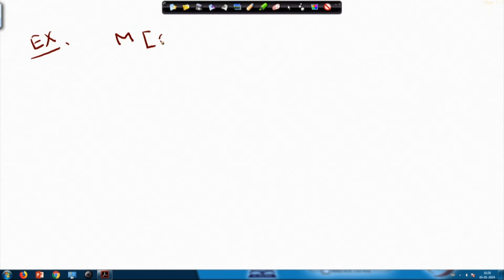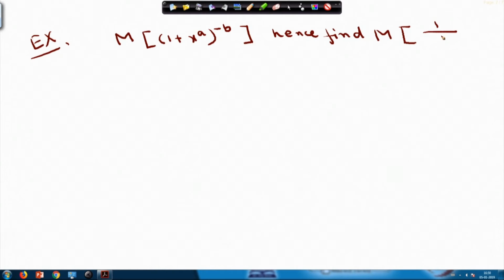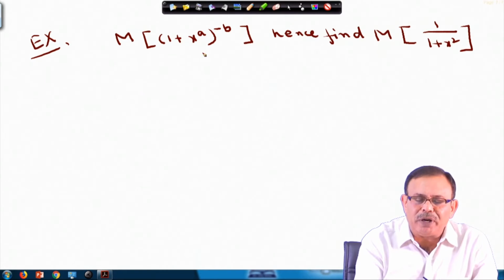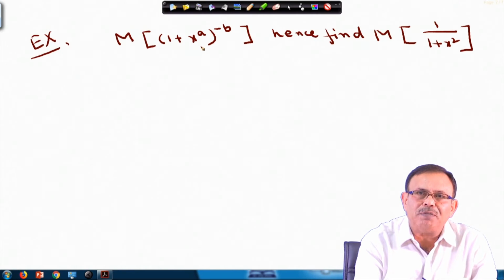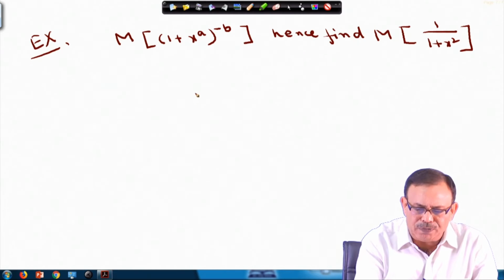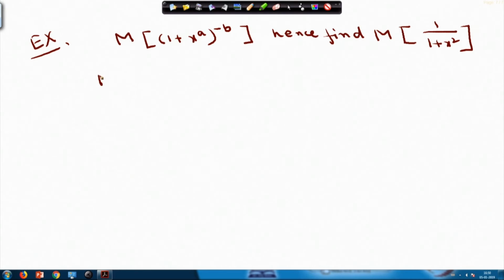We want to find out the Mellin transform of (1 plus x to the power a) to the power minus b, and hence we want to find out the value of the Mellin transform of 1 by 1 plus x square. In other words, I am finding a generalized Mellin transform of a function, and then by substituting different values of a and b, I can find out the Mellin transform of some other related functions also. So, the Mellin transform of this one, that is (1 plus x to the power a) to the power minus b.